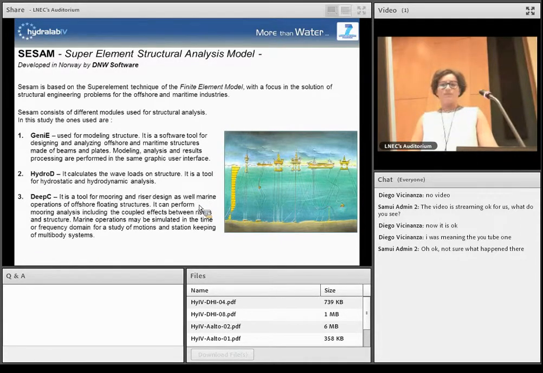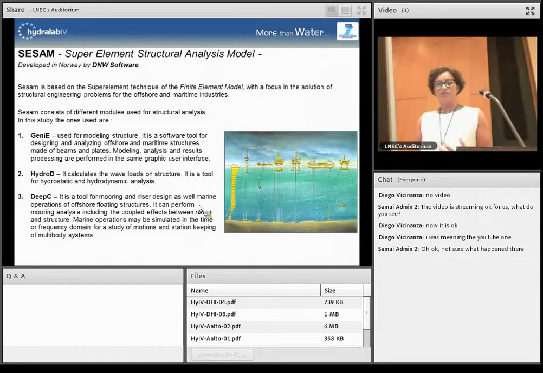The panel model is used in stability and hydrodynamic analysis by HydroD, and then in coupled analysis in DeepC, by creating a wetted surface representative of dynamic hydrodynamic loads. The structural model is a complete model in which there are the spar geometrical information like thickness, materials, mass, center of gravity, inertia, and the panel model.